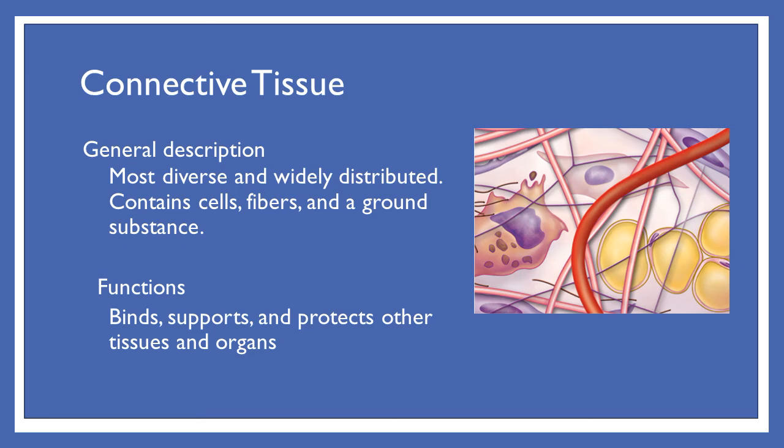Epithelial tissue, though it had many different types, there wasn't a lot of diversity. We were looking at either simple or stratified, squamous or columnar. Connective tissue is going to be much more diverse. Connective tissue is the most diverse and widely distributed tissue in the body. It contains cells, fibers, and a ground substance. The functions of connective tissue include binding, supporting, and protecting the other tissues and organs.